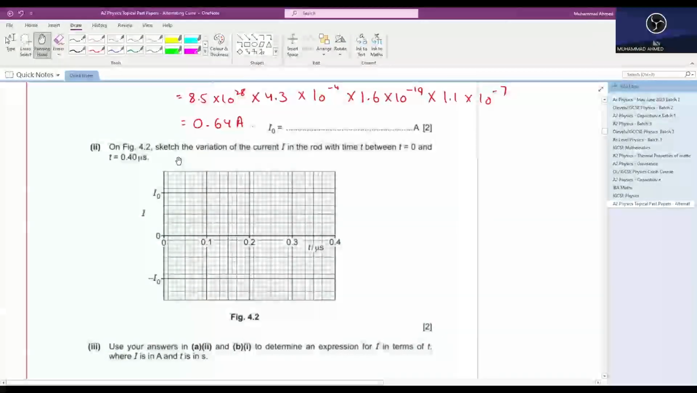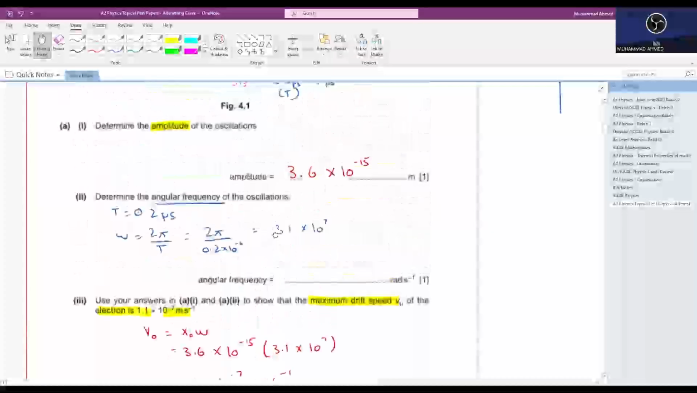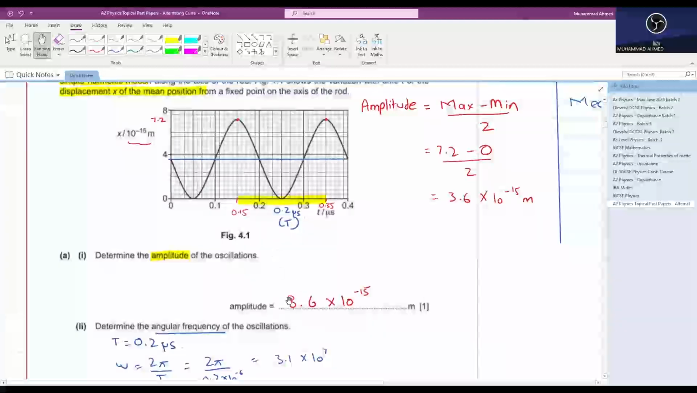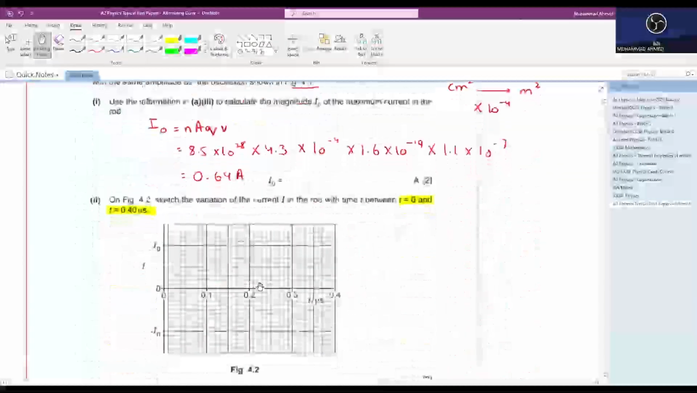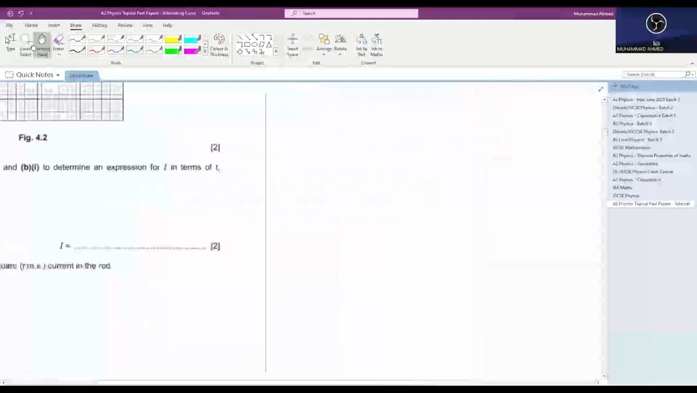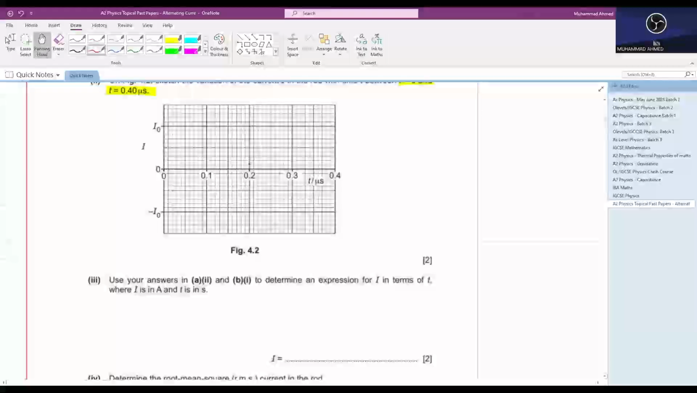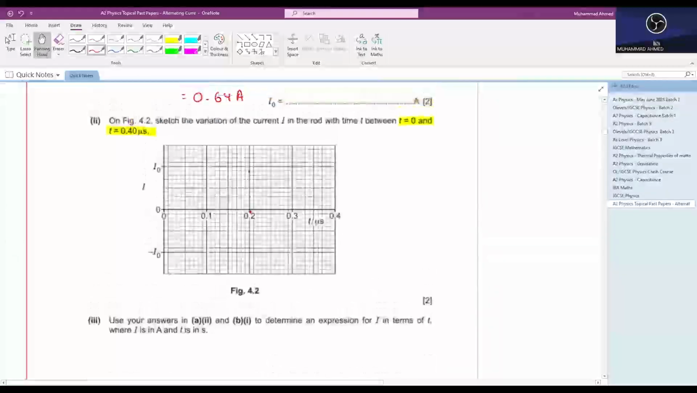On figure 4.2, sketch the variation of current I in the rod with time t between t equals 0 and 0.4 microseconds. Okay, so we have to sketch the graph of current versus time for t equals 0 till t equals 0.4 microsecond. How will we do that? If you come here, you will realize that the time period of this wave is 0.2 microseconds. So you need to complete one wave within 0.2 microseconds. So basically you have to draw two oscillations.